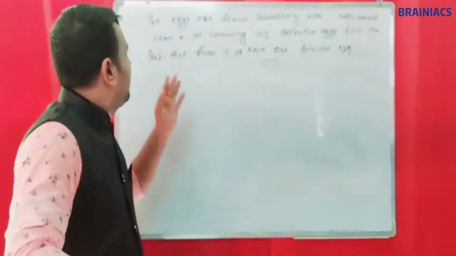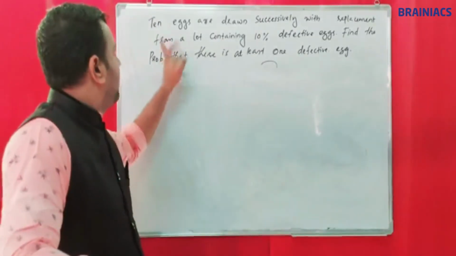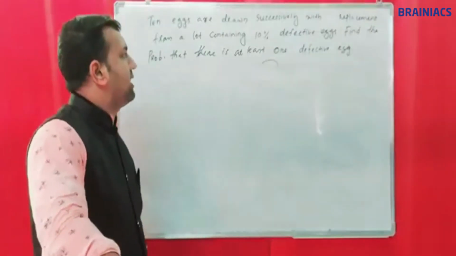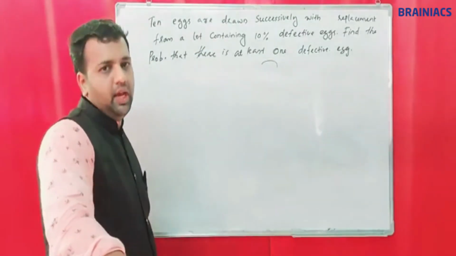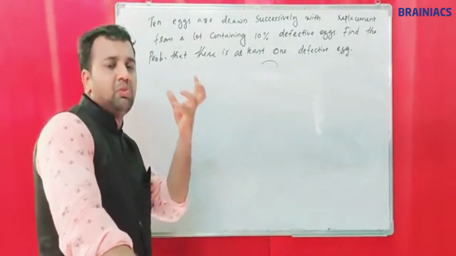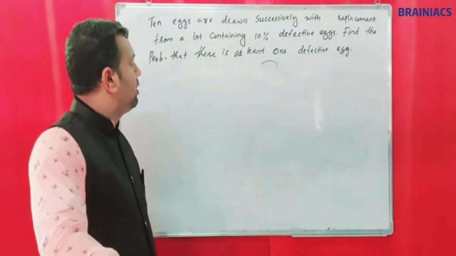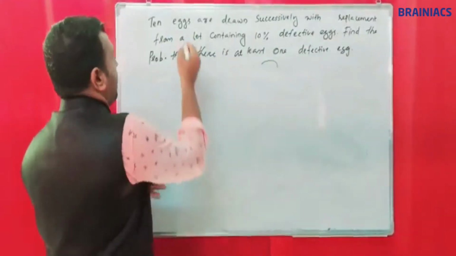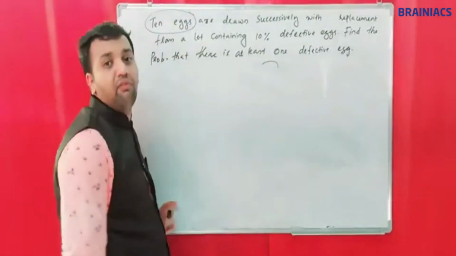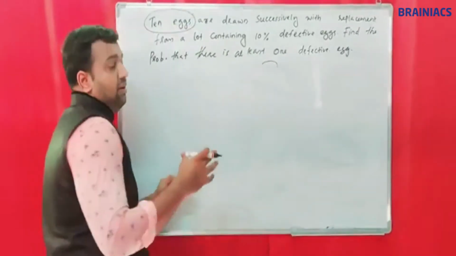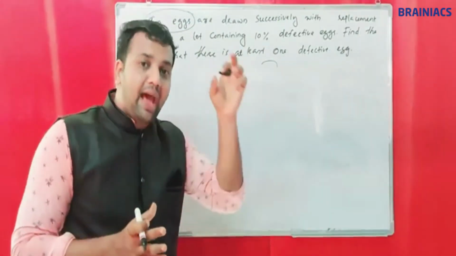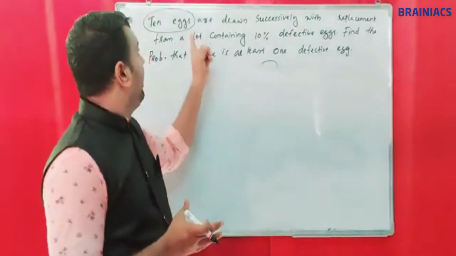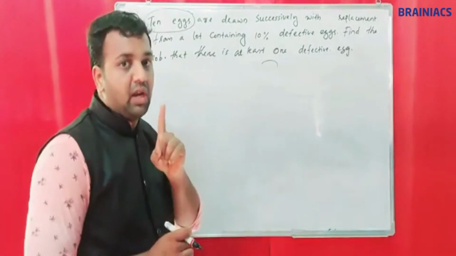Next question is: 10 eggs are drawn successively with replacement from a lot containing 10% defective eggs. Find the probability that there is at least one defective egg. Here binomial distribution is used because 10 eggs are drawn successively, the number of trials is 10, more than 4, more than 3. When the number of trials is more than 3, in those cases, to find the probability distribution, we can use binomial distribution. Remember that.